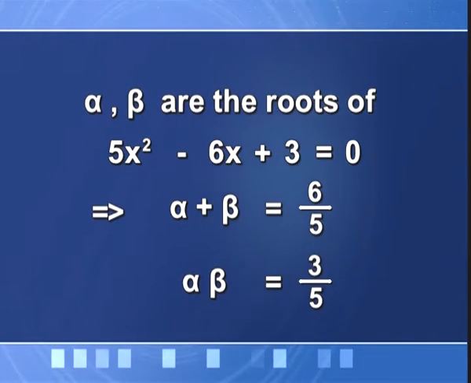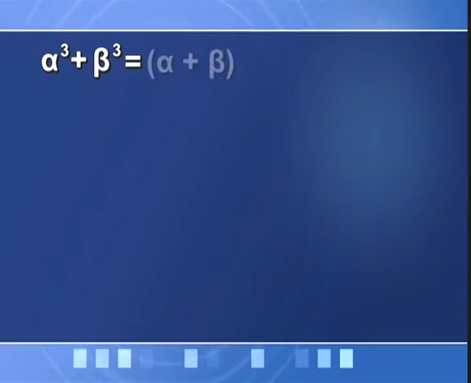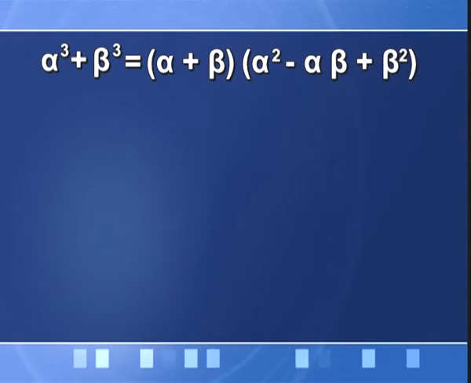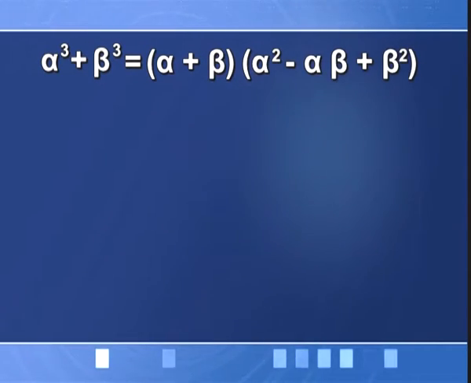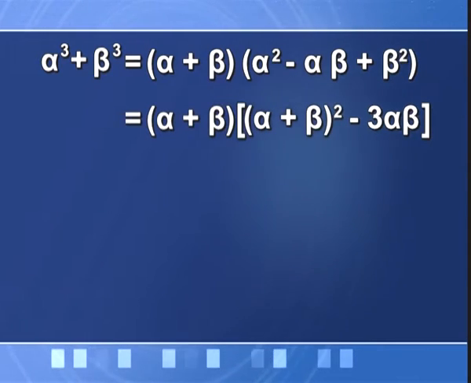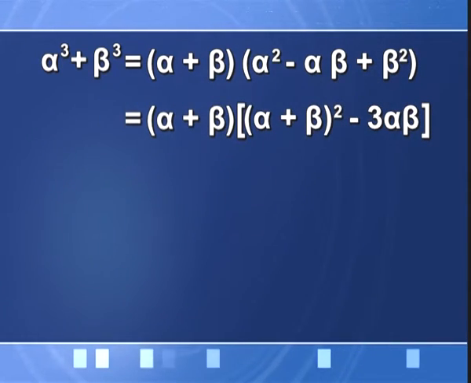Alpha beta is 3 by 5, constant term divided by the coefficient of x square. We are trying to find out alpha cube plus beta cube. By the identity we get alpha plus beta into alpha square minus alpha beta plus beta square, which is alpha plus beta into alpha plus beta whole square minus 3 alpha beta.